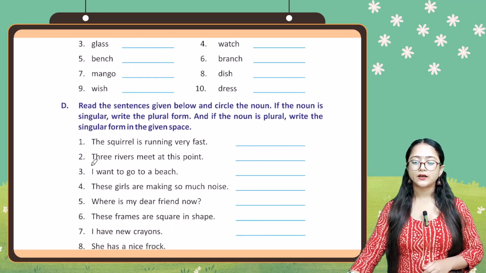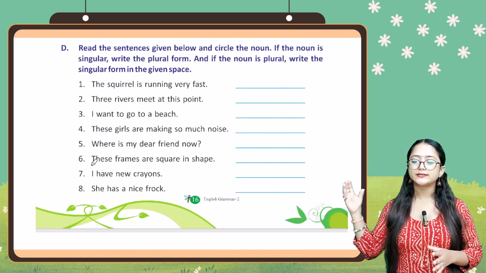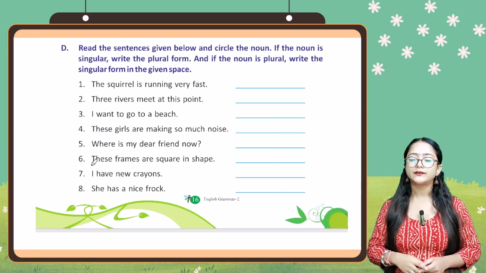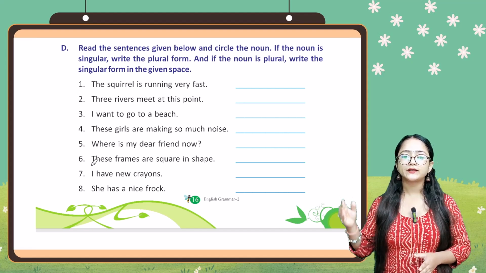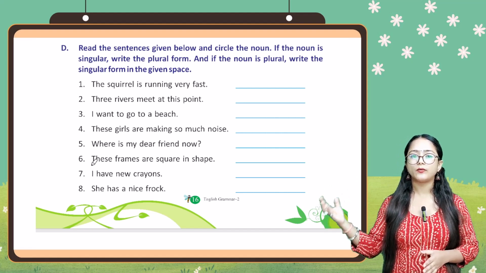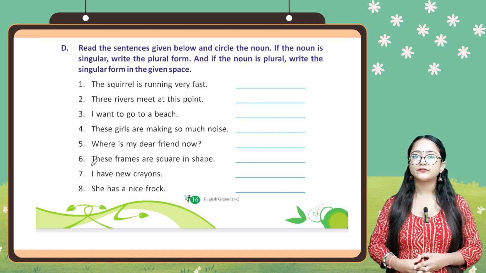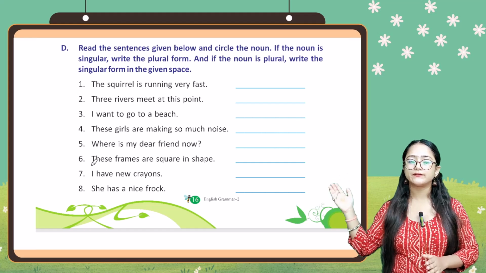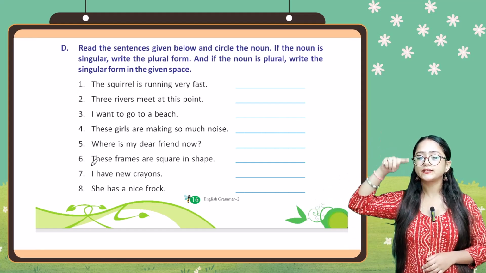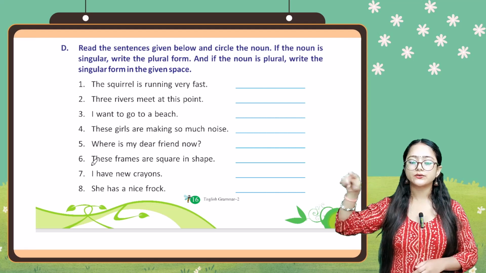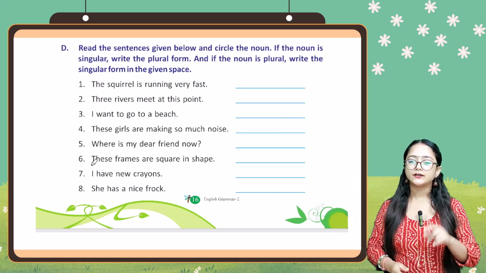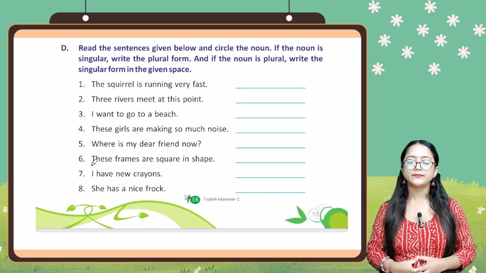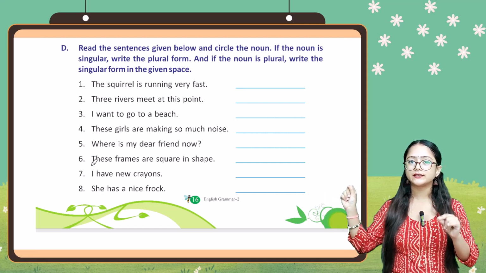Now the next question is, read the sentences given below and circle the noun. If the noun is singular, write the plural form. And if the noun is plural, then write the singular form in the given space. So first you have to read the sentence. The first one is, the squirrel is running very fast. Here there is only a single squirrel. The noun is squirrel, and it is single, so you have to write the plural form. That means squirrels.